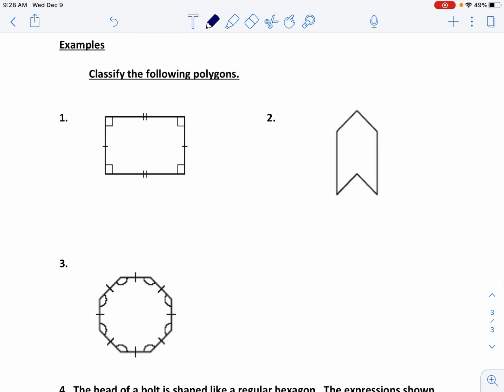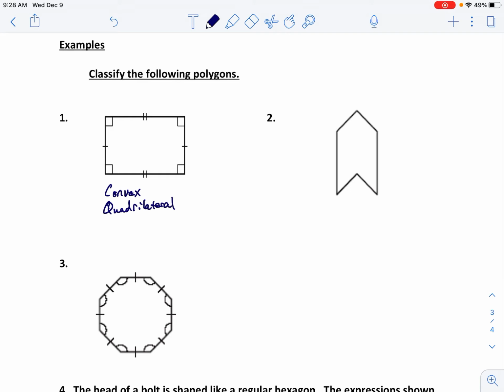So starting with number 1, the first thing is, is this concave or convex? And this one is convex because it does not cave in. There's no side, if I were to extend it, that's going to go inside the polygon. So it's convex. I notice that it has 4 sides, so I'm going to call it a quadrilateral.